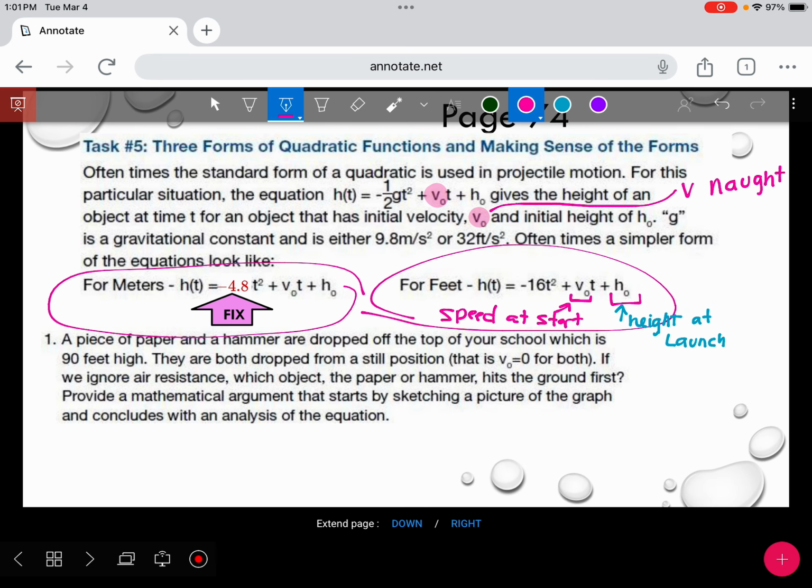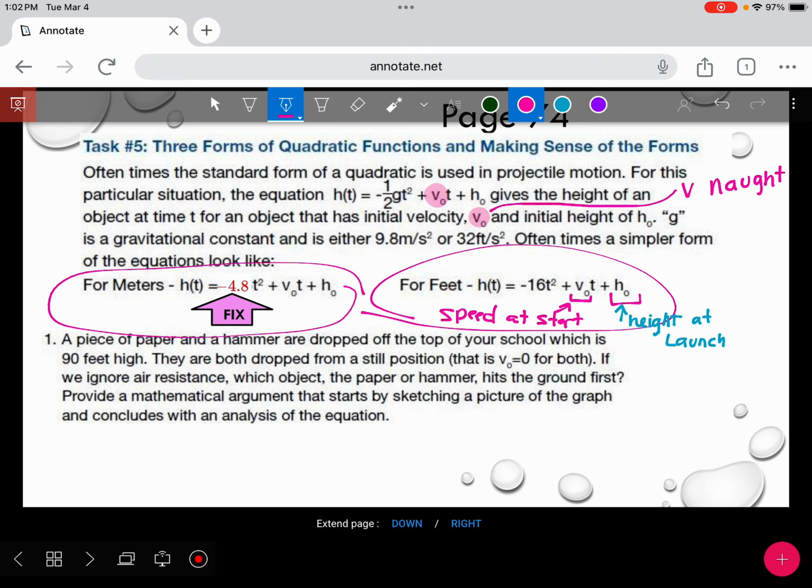So let's look at this specific situation here. We've got a piece of paper and a hammer that are being dropped. They're both being dropped from a still position, meaning I'm not throwing them, so there's no speed at launch. I'm just letting go, letting gravity take over. That's no speed. If I threw it, then we'd have a speed. So if I'm just going to let go, our speed is 0. And, important sentence here, we're ignoring air resistance. So basically we're doing it in a vacuum.